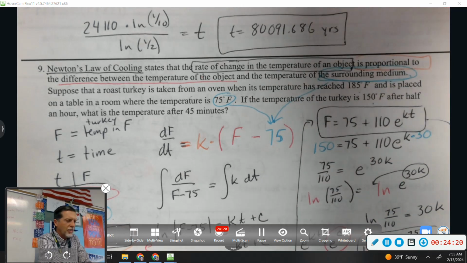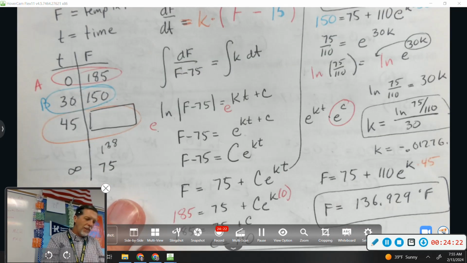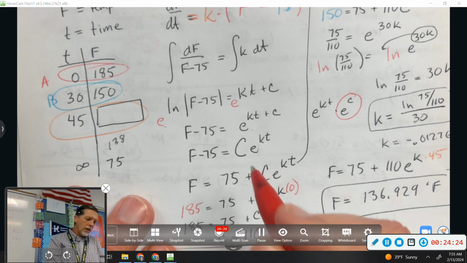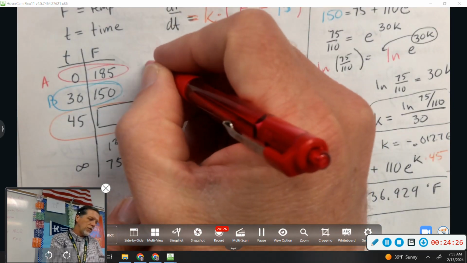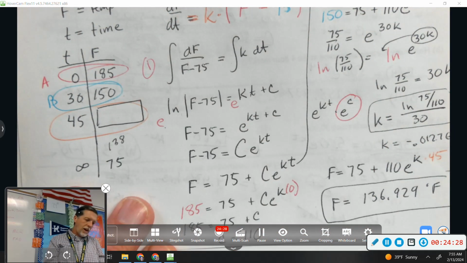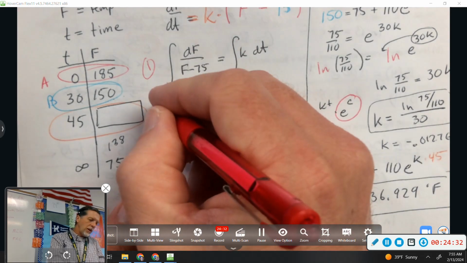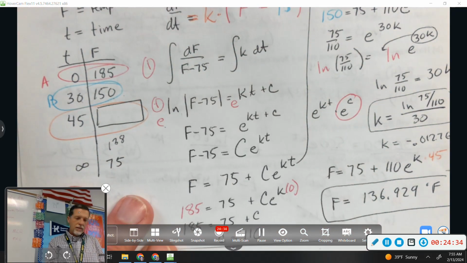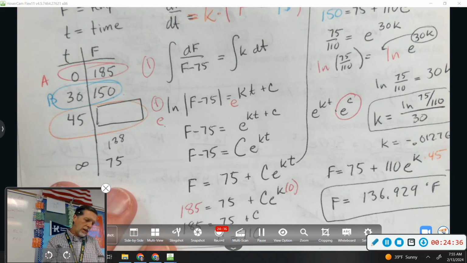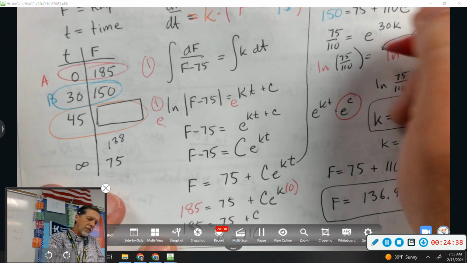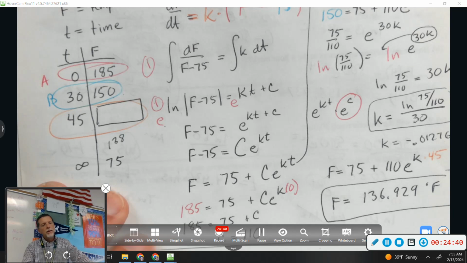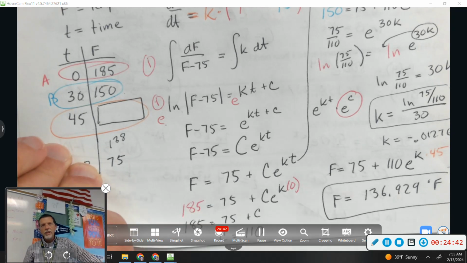And besides, on the AP test, they'll be looking to give you points for separation of variables. So there's one point. And if you integrate both sides and get the constants in the right place, that's probably a point. And then finding the constants, that's probably another point. So show your work. Get all those points in there.